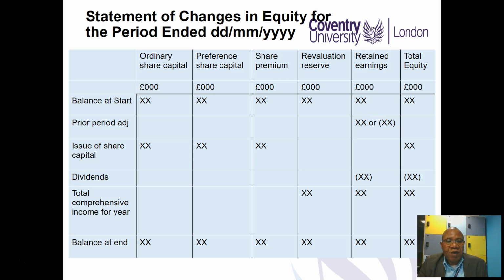The third statement is the statement of changes in equity. This is the movements between items in equity during the year. So you would find that you begin with the opening balance, prior year adjustment if any. If any shares are issued or redeemed during the year, the dividends paid, any transfers from one reserve to another, and the total comprehensive income will all be shown here on this statement.